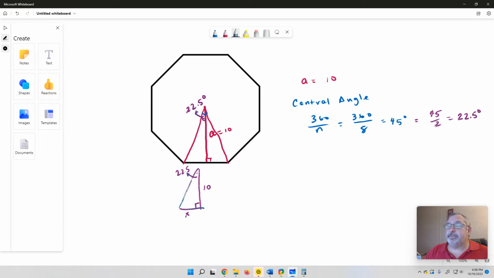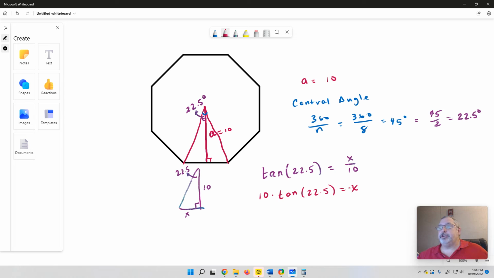So if I look at this for this angle, I'm trying to find the opposite. I know the adjacent, so that's a tangent function. So I'm finding the tangent of 22.5. And I know it has to equal this ratio, x divided by 10. So I'm going to solve that. Multiply both sides by 10. I get 10 times the tangent of 22.5.